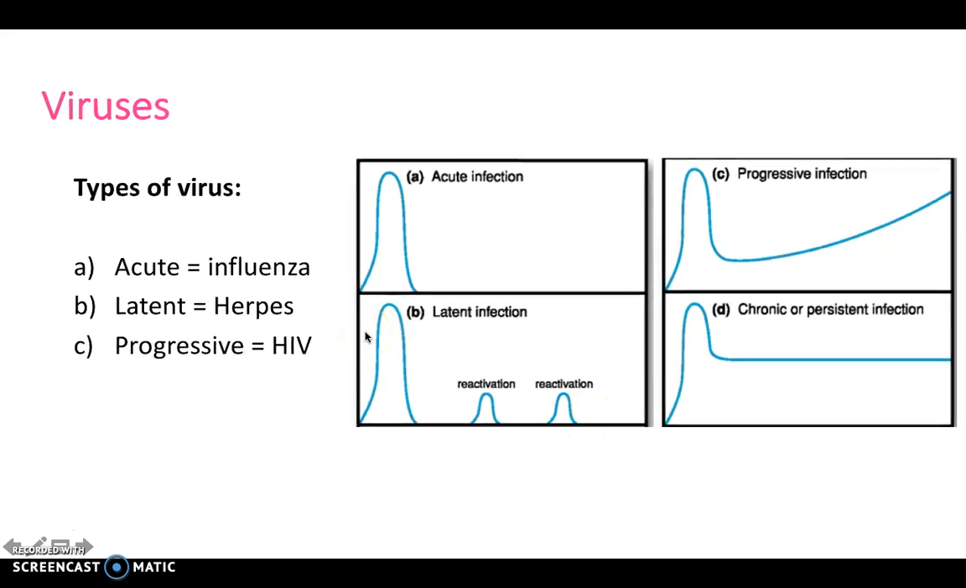C is a progressive condition, so for example HIV, and here we can see it occurs and gradually continues or gets worse over time. And lastly we have chronic infection, and this is where we have an initial acute infection and it just remains. It's persistent for good, and an example of this is hepatitis B.